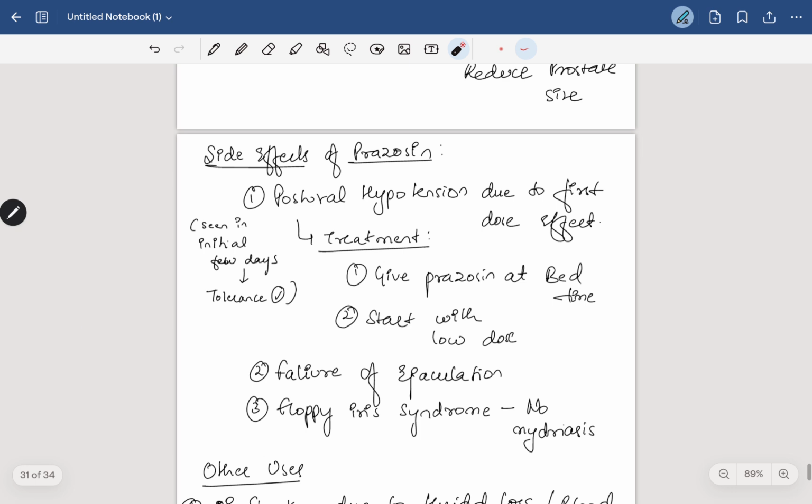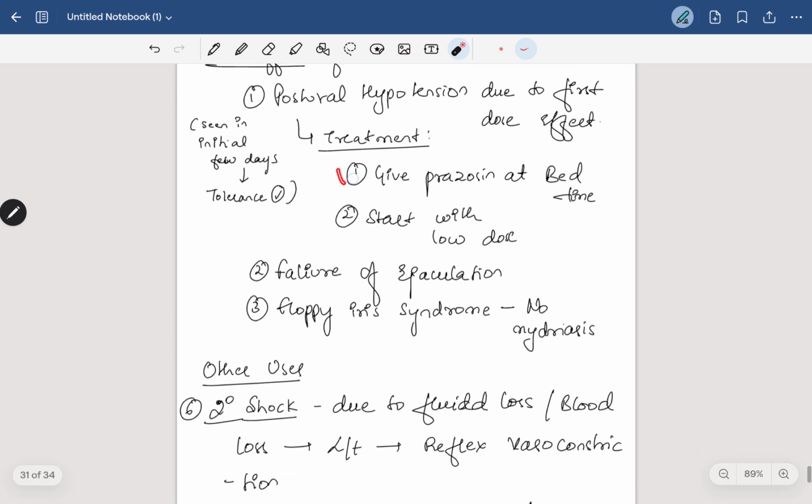Now coming to the side effects of prazosin, this is very important actually. Side effect of prazosin is that it will lead to postural hypotension due to first dose effect. That is, this postural hypotension is seen only in the initial few days. After some days, tolerance will occur. That is when you take prazosin, and if you suddenly get up, you can't walk properly, there will be postural hypotension taking place. So how do you treat that postural hypotension?